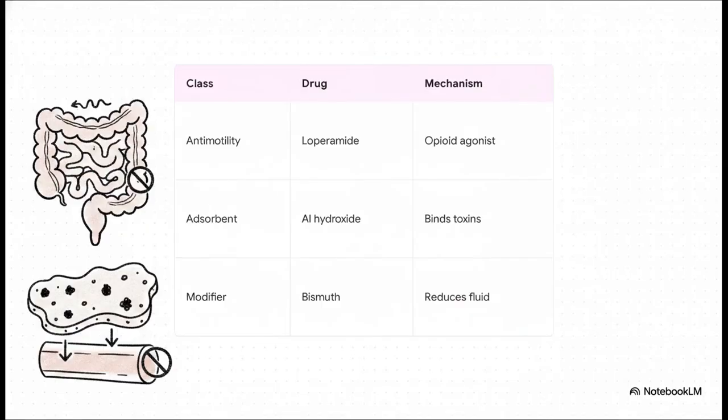Let's lock these mechanisms in with a quick side-by-side comparison on the board. You've got your anti-motility agents, like Loperamide, acting as an opioid receptor agonist to decrease peristalsis. Then, adsorbents, like aluminum hydroxide, acting as your sponge to bind toxins and coat the mucosa. And finally, fluid modifiers, like bismuth subsalicylate, which actively decrease fluid secretion into the bowel.